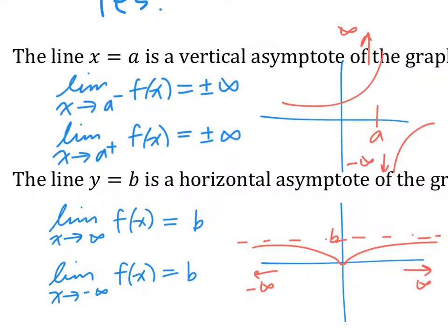Aren't there certain functions that cross horizontal asymptotes? Yes, but remember how horizontal asymptote is defined: when x is going to infinity. So sometimes it will cross the horizontal asymptote, but only towards the origin area. But horizontal asymptote is only defined as x goes to infinity, so we don't quite care what's going on there.